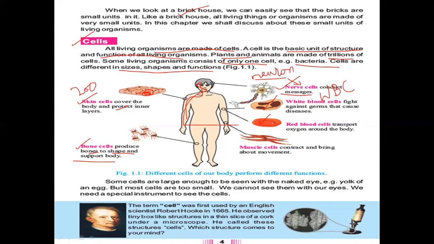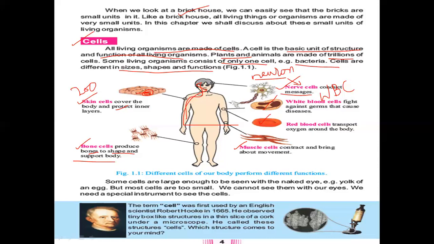Muscle cells, what they do, they contract and they bring about the movement. They are present in all the parts of our body, internally and externally, and with the help of muscles we can move. So you can see there are different types of cells and they perform different functions and they have different shapes and structures as well.